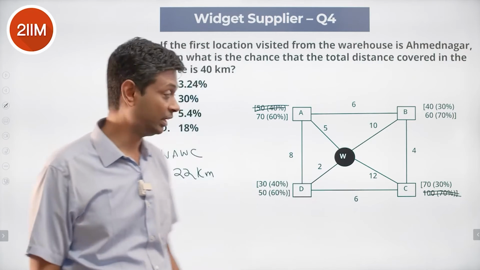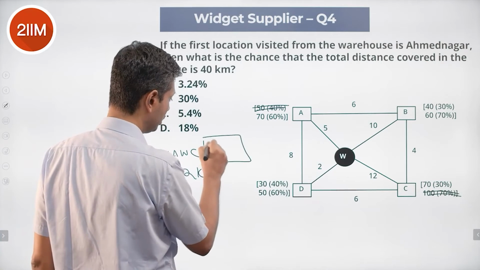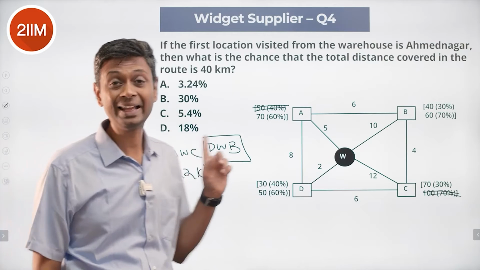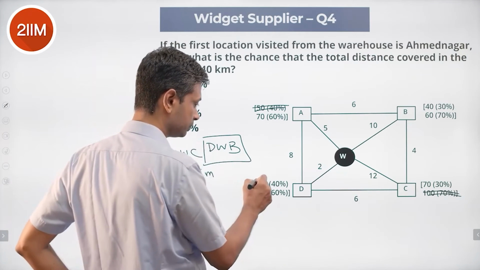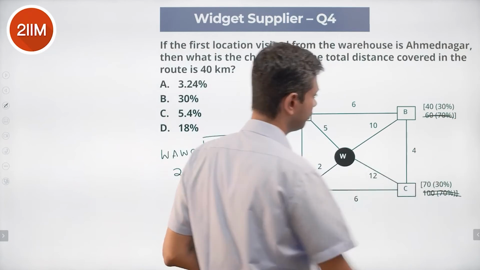22 plus 18 is 30. So I am doing WAC, DWB, or D should be higher than B. How is that possible? D cannot be 30 and B cannot be 60. It has to be 50 and 40.